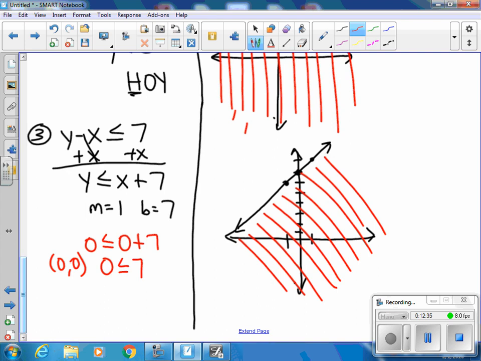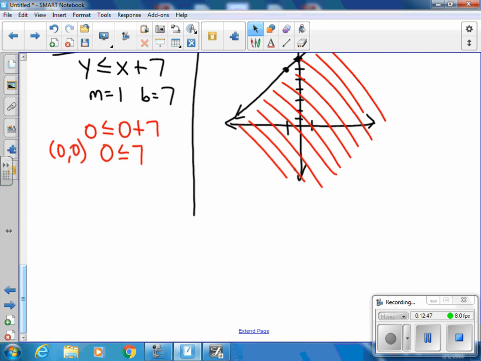If you didn't say yes to that statement, then it should not be shaded. The other side of the line should be shaded. So we can keep testing out 0, 0, but that's a really good one to use. And it's quick and easy as well, if you want to test to see if you've colored in the right spot. Okay. All right, so let's practice a few more.